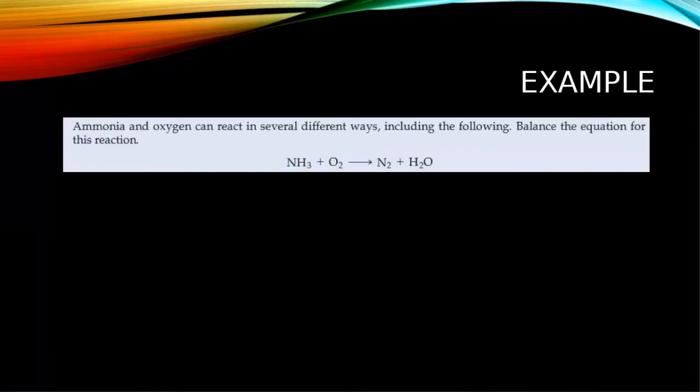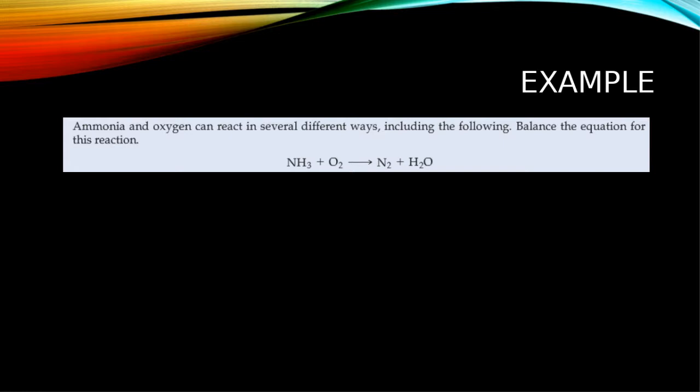Yes, for example, check that one. This is the example. Ammonia and oxygen can react in several different ways, including the following. Balance the equation in this reaction. Here, there are 3 kinds of atoms. What are they? This is nitrogen, hydrogen, and oxygen. The chemical equation is balanced only if it is balanced with respect to each kind of atom.